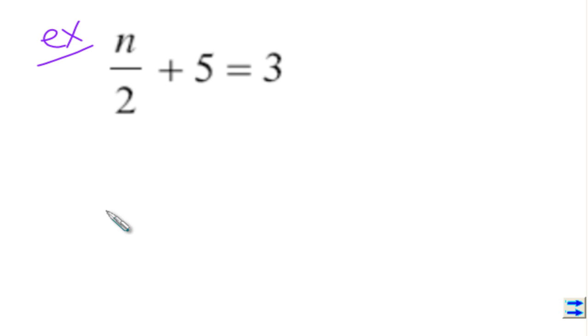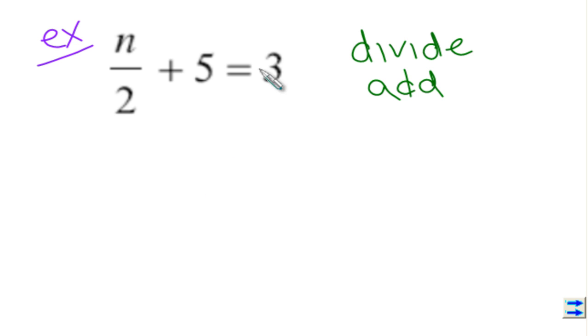And let's do the same thing. If I were to plug in a value for n, following order of operations, what would we do first? We would divide first. After we divide, what would we do? Then we would add, and that's all we have. So now we're going to work backwards.